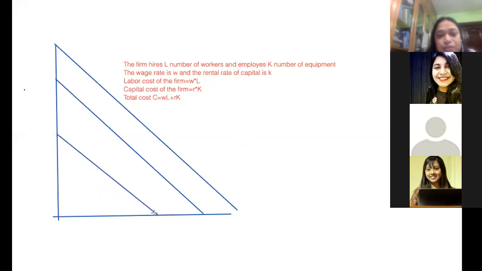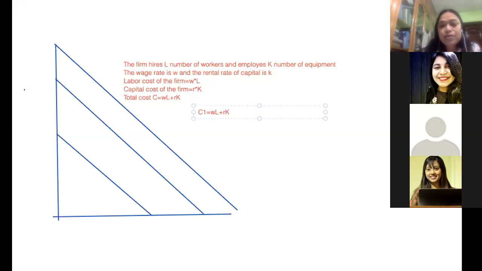So the higher the isocost curves, these lines, that means they reflect a higher level of cost. If we fix cost at, let's say, C1, for the first one, the cost is C1, which is fixed. Again, it is equal to WL plus RK. When you have higher cost, that means you have higher levels of labor and capital, obviously.